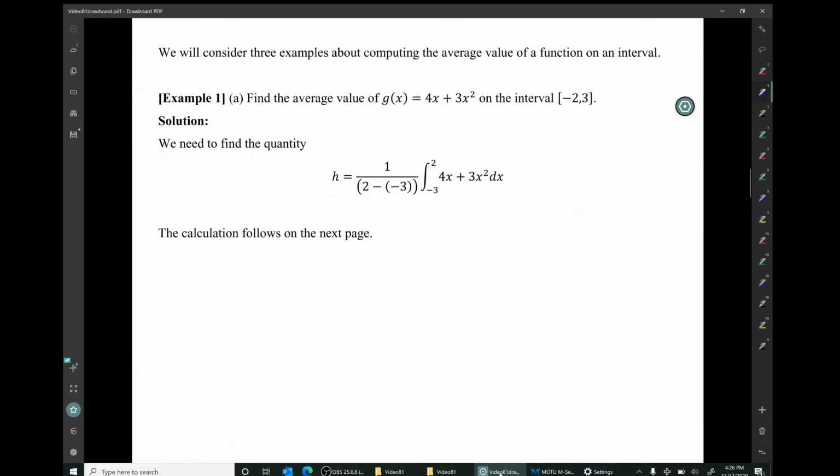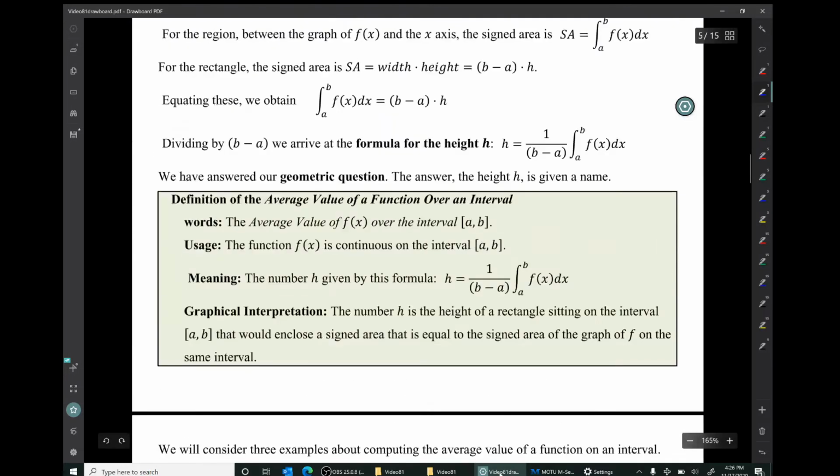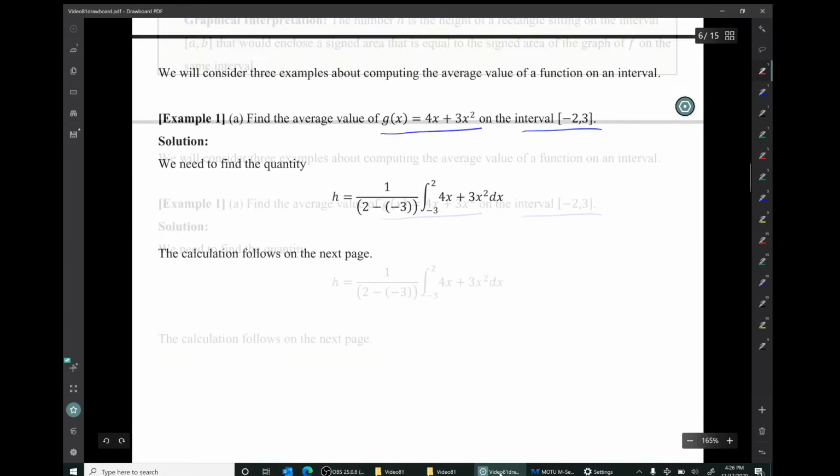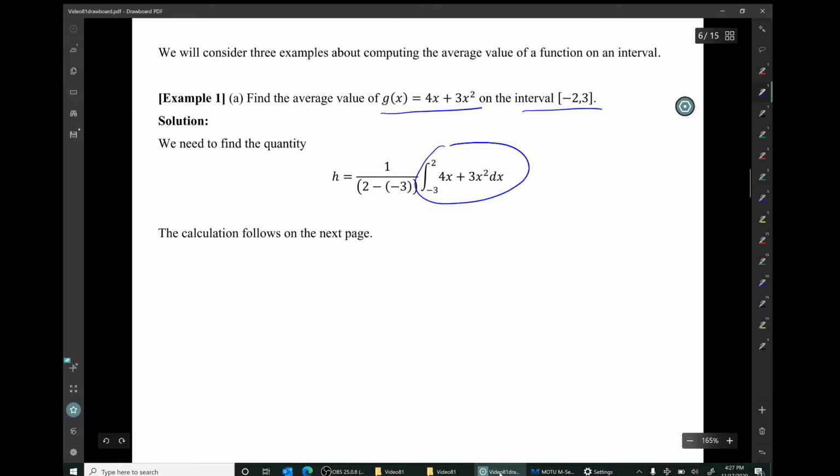In this video, we'll consider 3 examples about computing the average value of a function on an interval. Example 1. Find the average value of this function on this interval. Well, let's go review our formula. The average value of a function over an interval is given by this formula. We compute the definite integral, and then we divide by b minus a. So there's our definite integral. And then here in front, we're dividing by b minus a.